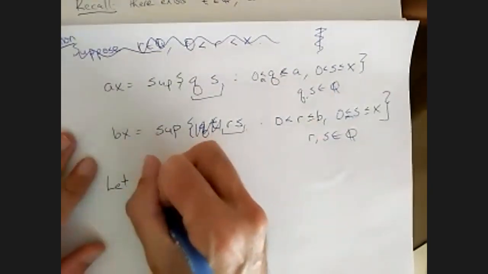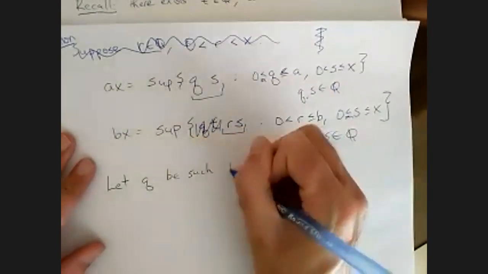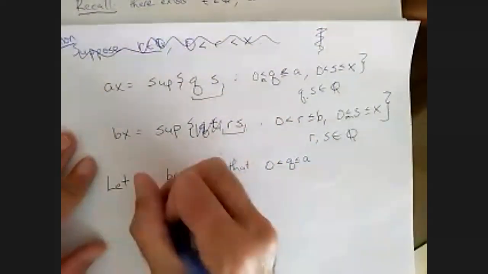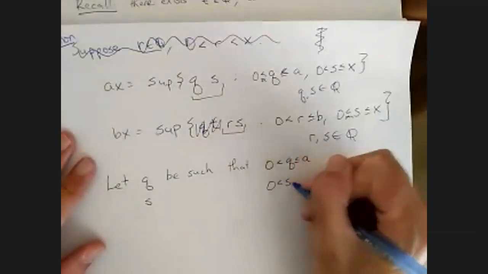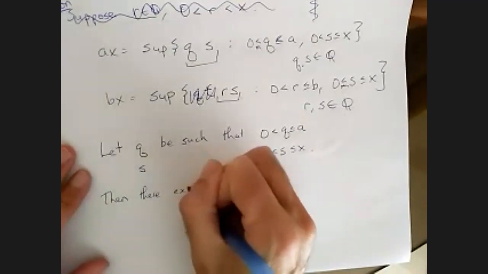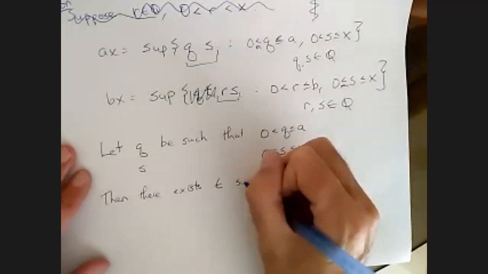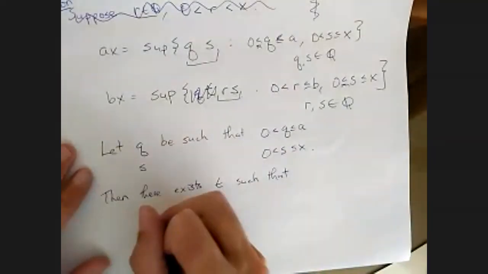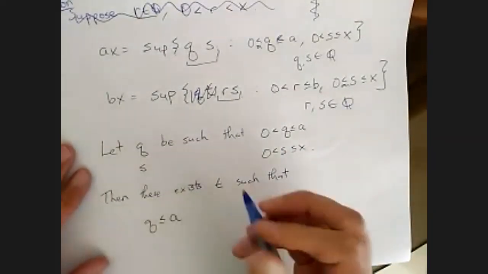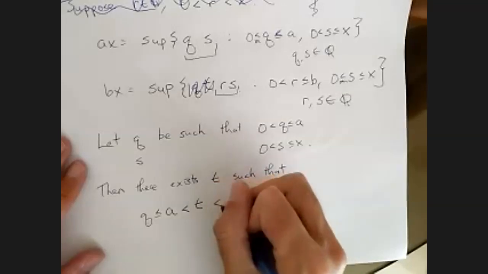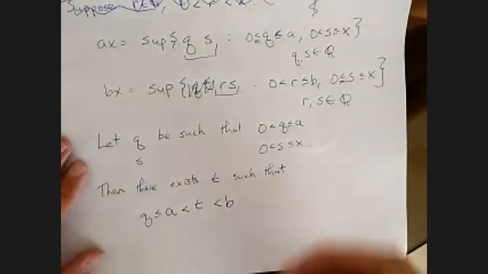So let Q be such that 0 is less than Q less than or equal to A, and S be such that 0 is less than S less than or equal to X. And there exists T such that, since Q is less than or equal to A, we can find our T in between A and B, where T is greater than A but less than B. And T is a rational number.